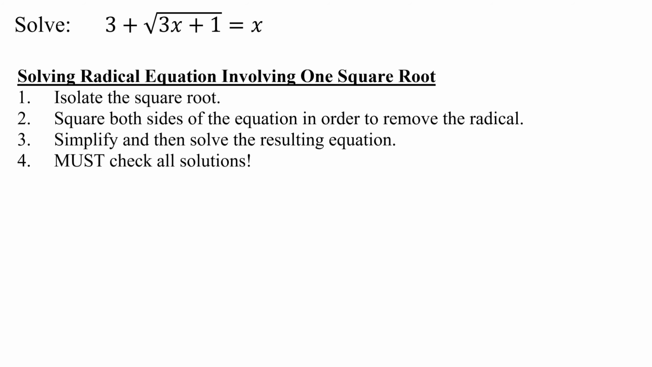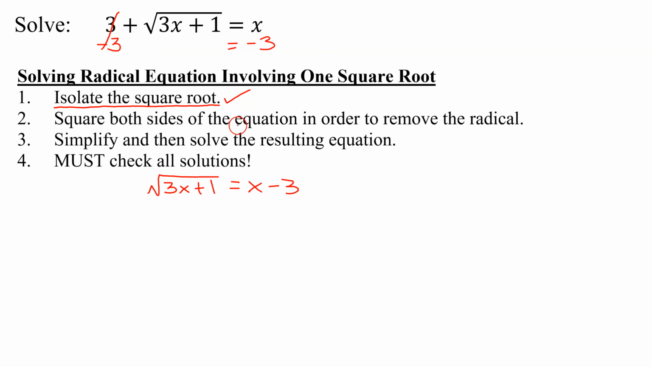Okay, so here are the steps. What is step one? Step one says isolate the square root. Is my square root isolated? No, I've got the 3 in the way. So I'm going to have to subtract 3 from both sides. And I'm going to write the answer down here. On the left-hand side, I'm going to get the square root of 3x plus 1 equals x minus 3. So now I've isolated the square root.